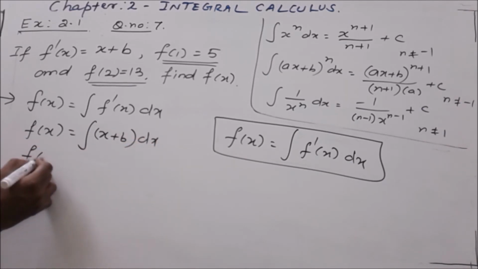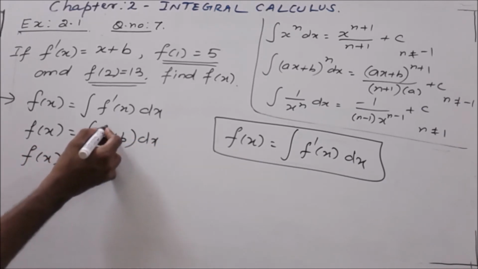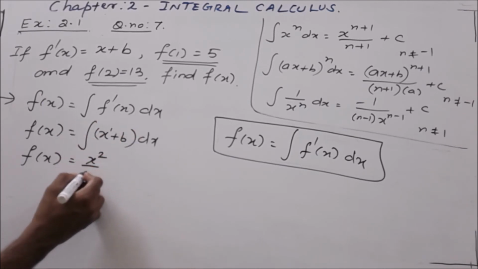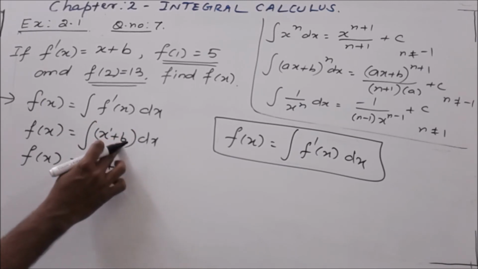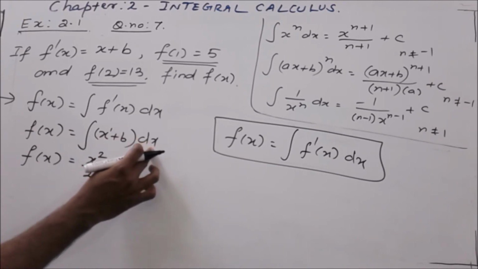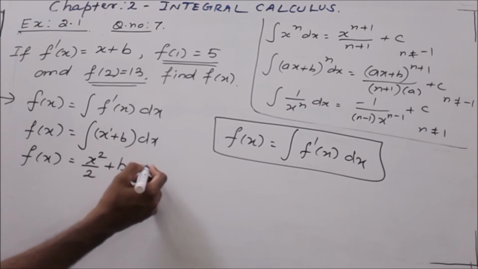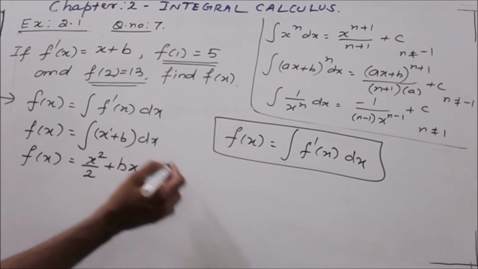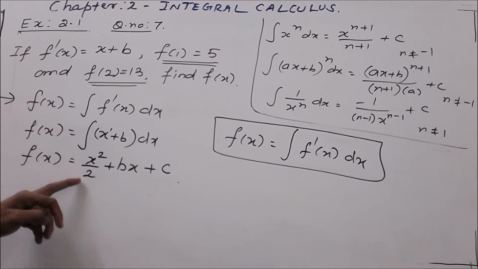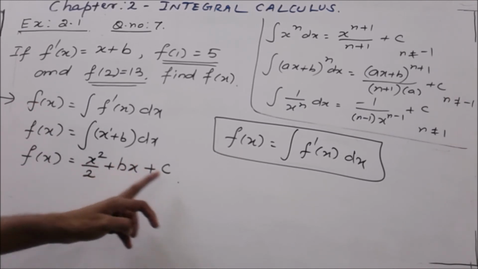While integrating, x power n becomes x power n plus 1 by n plus 1, so x power 1 gives x square by 2. Then b is a constant, so it is multiplied by x since we have dx. So we get bx plus one constant of integration c. This is the integral value of f of x. Now we have two constants, b and c.